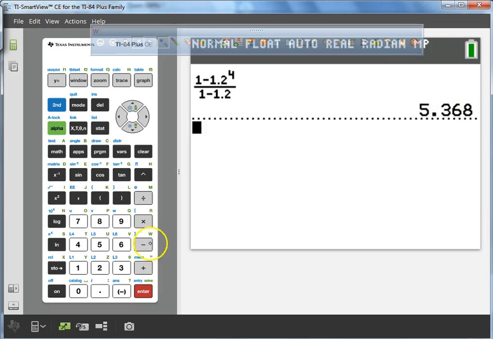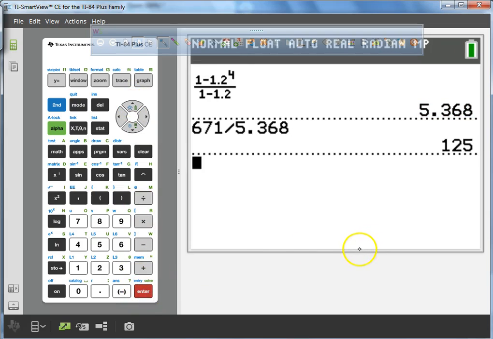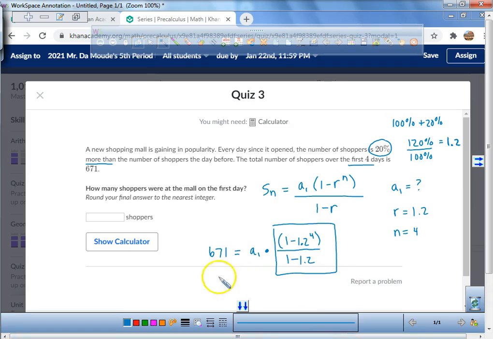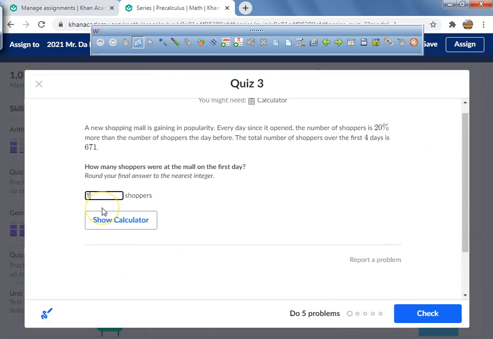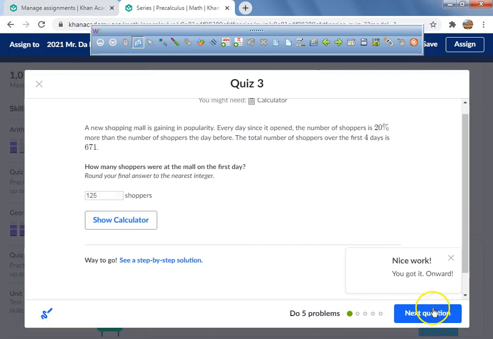And I get this. So if I have 671 and I divide it by this guy right there, I get 125. So if I divide both sides by that 5.368, I believe that's what it was, this right here becomes 5.368. And I divide that, what did we get? 125, which happens to be my first term. So I'll type it in. 125, just like that. Yay!